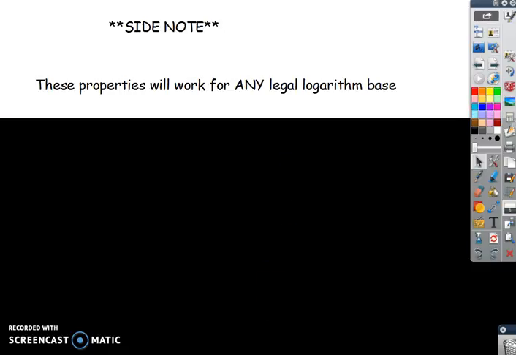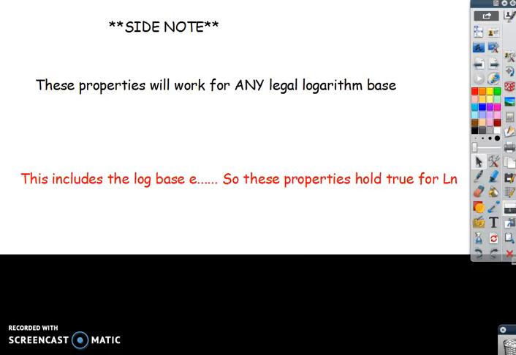Now note, these properties will work for any legal log base. I mean, obviously remember we talked about no negative bases. So what that means is, this includes a log base e. So these properties will hold true for ln. So what that means, I dealt with log base b for the last three properties. But remember, they will work if instead of a log, you have an ln, if your log base is e. It's very important to remember that.